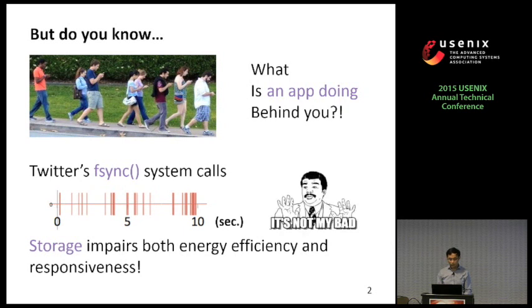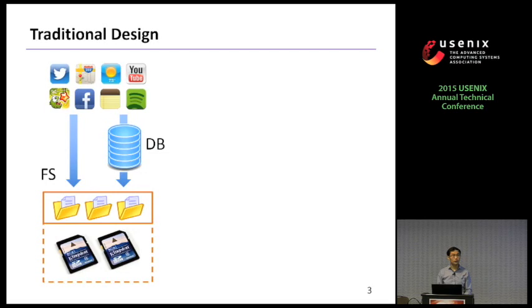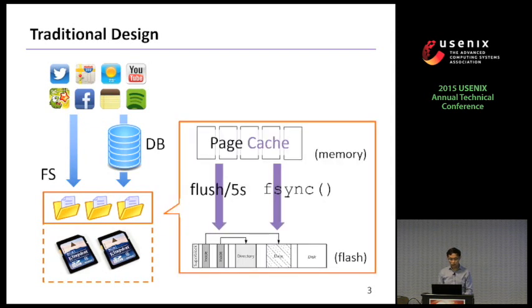So let's review the traditional design of smartphone storage software. Apps write data to local flash, either through a file system or through a database, and then the database also writes data to its underlying file system. So the file system is the hub. Let's zoom in a little.